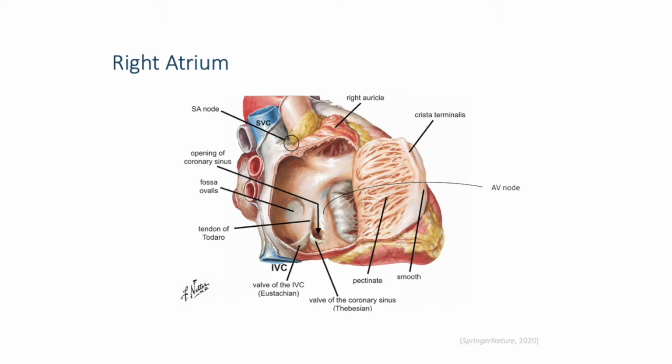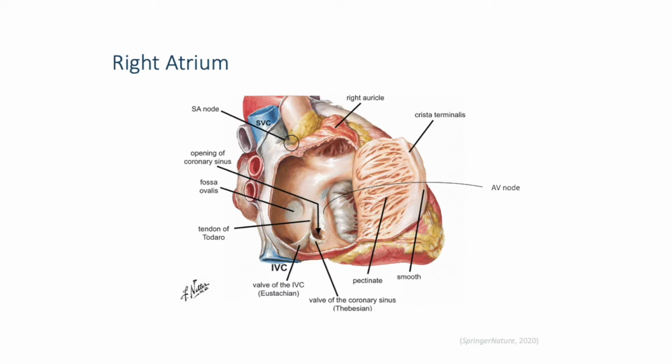The SA node is the body's personal pacemaker that beats between 60 and 100 beats per minute. And our AV node is that portion of the tissue that slows that conduction down for just a short period of time through the atria so that it can allow for ventricular filling, and then it hits the His bundle and contracts. We'll talk about that a little more in depth, but that's your basic structures of the right atria.